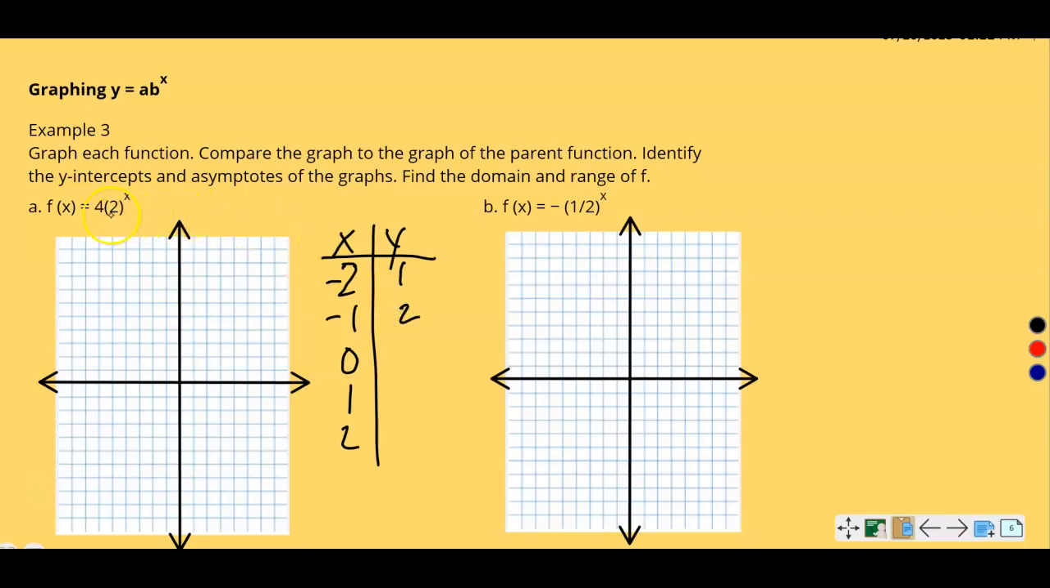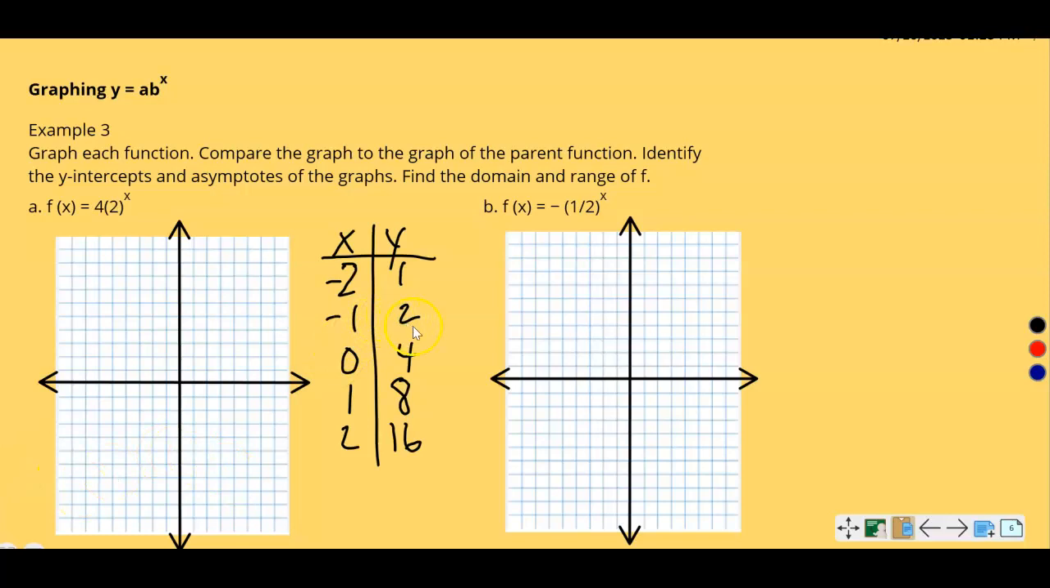All right, anything to the 0 power is 1. 1 times 4 is 4. And then plug in 1. 2 to the first power is 2. 2 times 4 is 8. Well, let me rewrite that 8. Sorry about that. 8. And then 2. Let's substitute 2. 2 squared is 4. 4 times 4 is 16. Remember, always do order of operations so that you can get the correct answer.